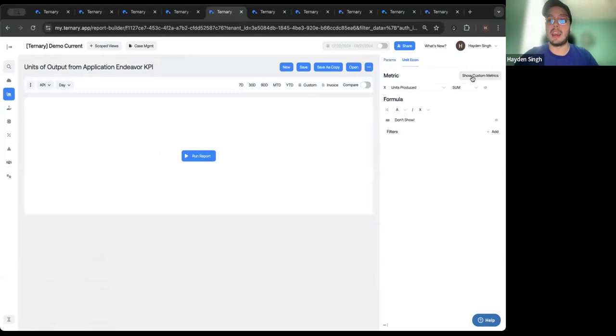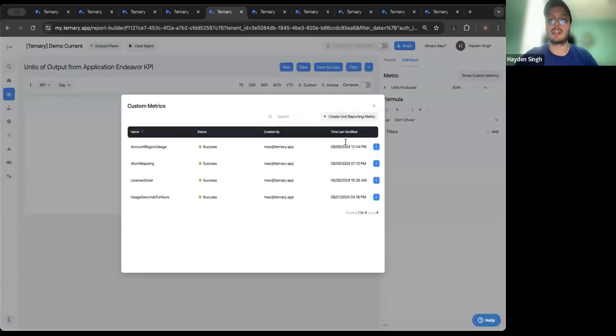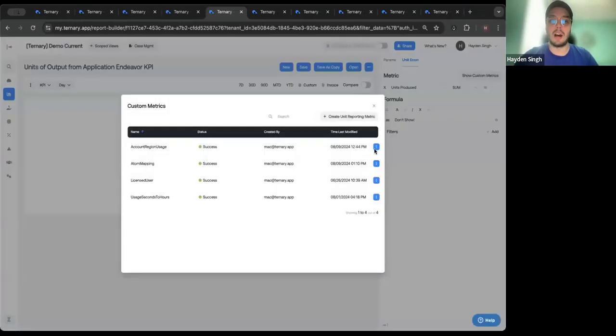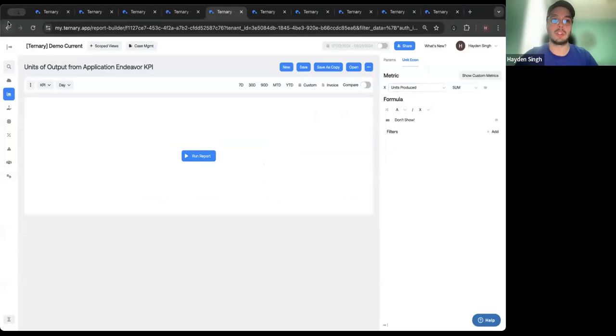So this is going to say, hey, let's take a look at the custom metrics. And to create a unit economics metric here within Ternary, you would create a unit reporting metric here. And we can pull in data from any CSVs that your company might be using, or if you folks are leveraging Datadog, we can pull in the data from Datadog as well. You would upload that CSV, and then you'd start to define some of those columns for us here. And this is where we can understand those different licensed users to be able to pull in some of those metrics here that you'll see from that units produced.